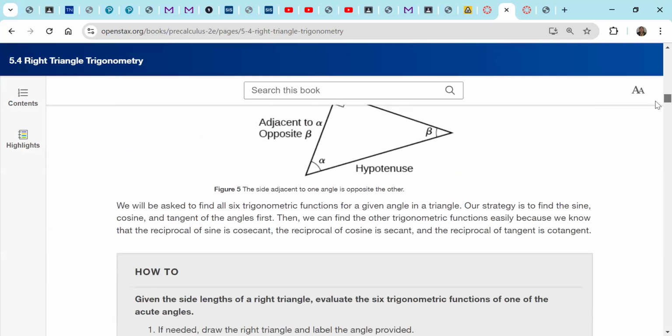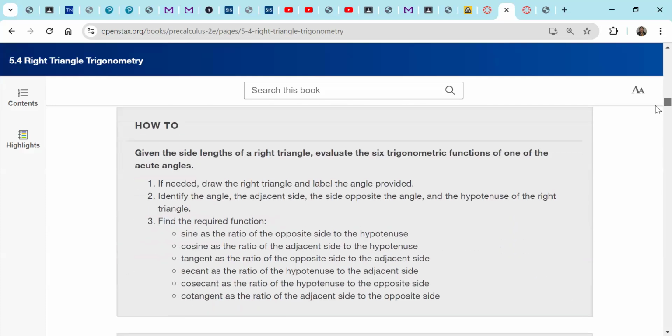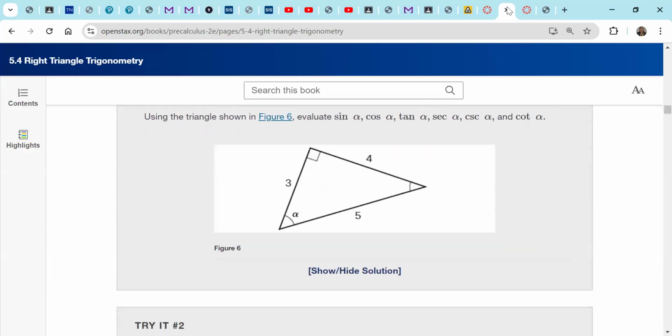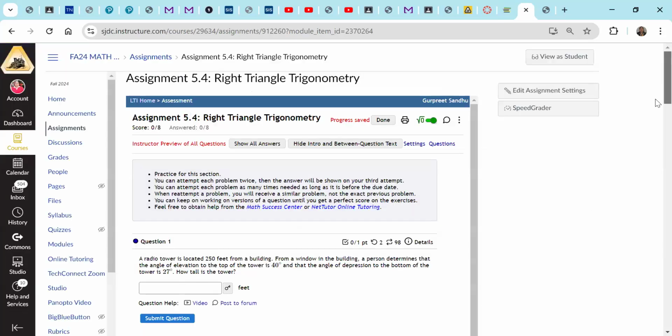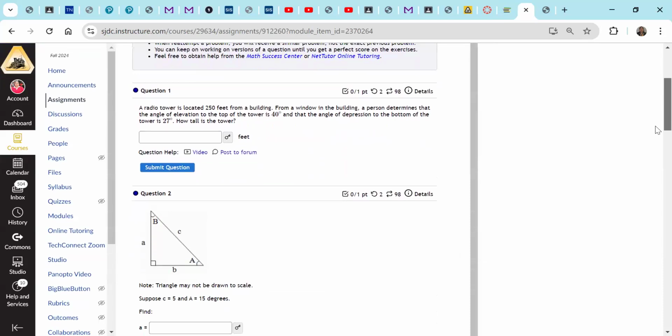The basic things that we saw in the last section are similar in this section as well. So I'm going to show you some questions based off of that. We have basically word problems in this one. This is saying a radio tower is located 250 feet from a building. From a window in the building, the person determines that the angle of elevation to the top of the tower is 40 degrees and the angle of depression to the bottom of the tower is 27 degrees. How tall is the tower?